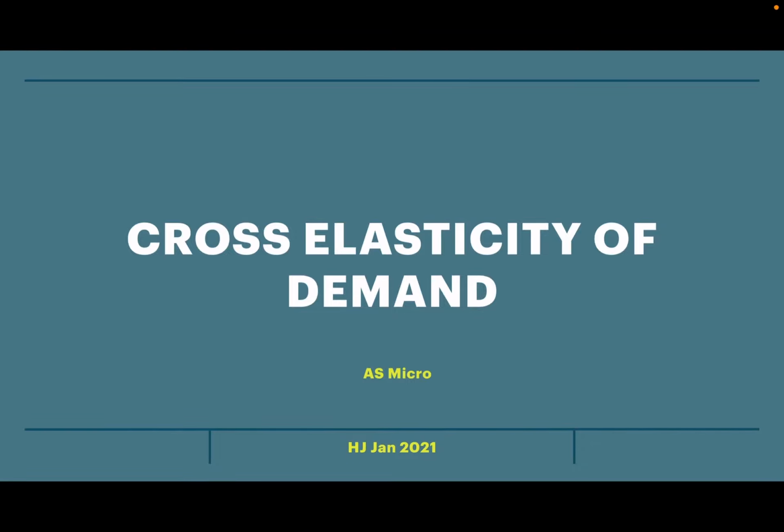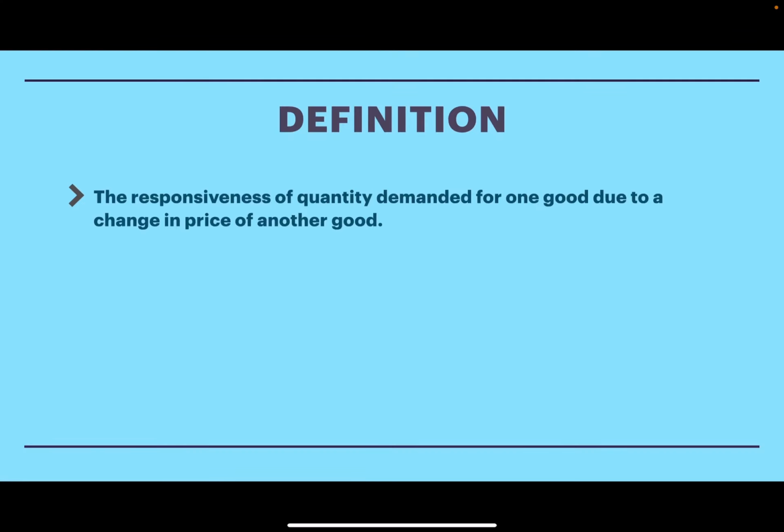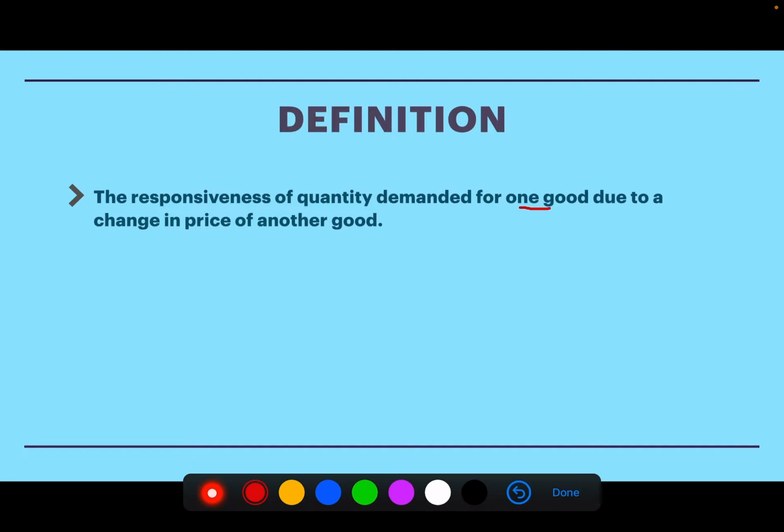Right, so cross elasticity is a variation on price elasticity. It's the responsiveness of quantity demanded for one good due to the change in price of the other good. So with price elasticity, it was the responsiveness of quantity demanded due to the change in price. This time we're looking at responsiveness of demand for one good to the change in price of another good.